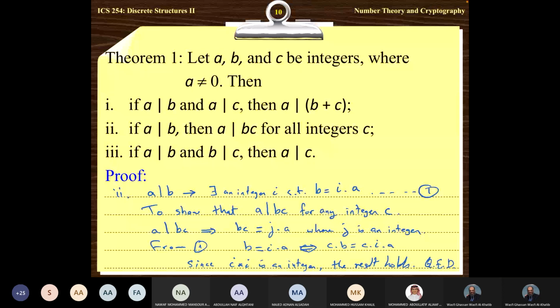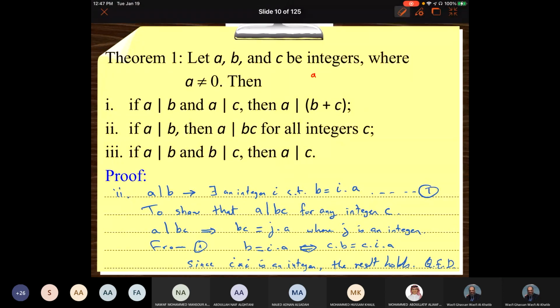So what was the corollary? If A divides B, and A divides C, then A divides MB plus NC, right? Right. Come on, guys. I need somebody to tell me how do we prove this?